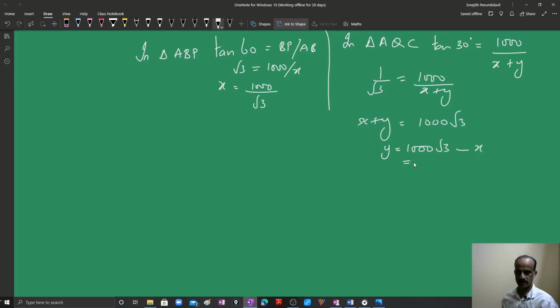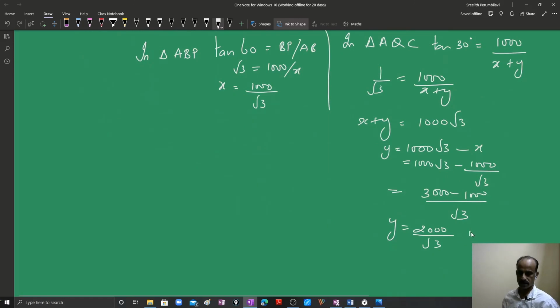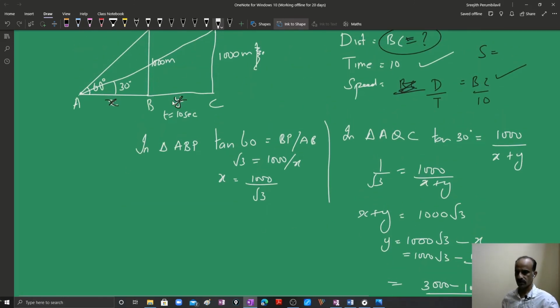What is this X? That is 1000 root 3 minus 1000 by root 3. When you multiply, that is 3000 minus 1000 by root 3, which is equal to 2000 by root 3. Y is 2000 by root 3 meters. So as far as BC is concerned, the distance Y is equal to 2000 by root 3 meters.